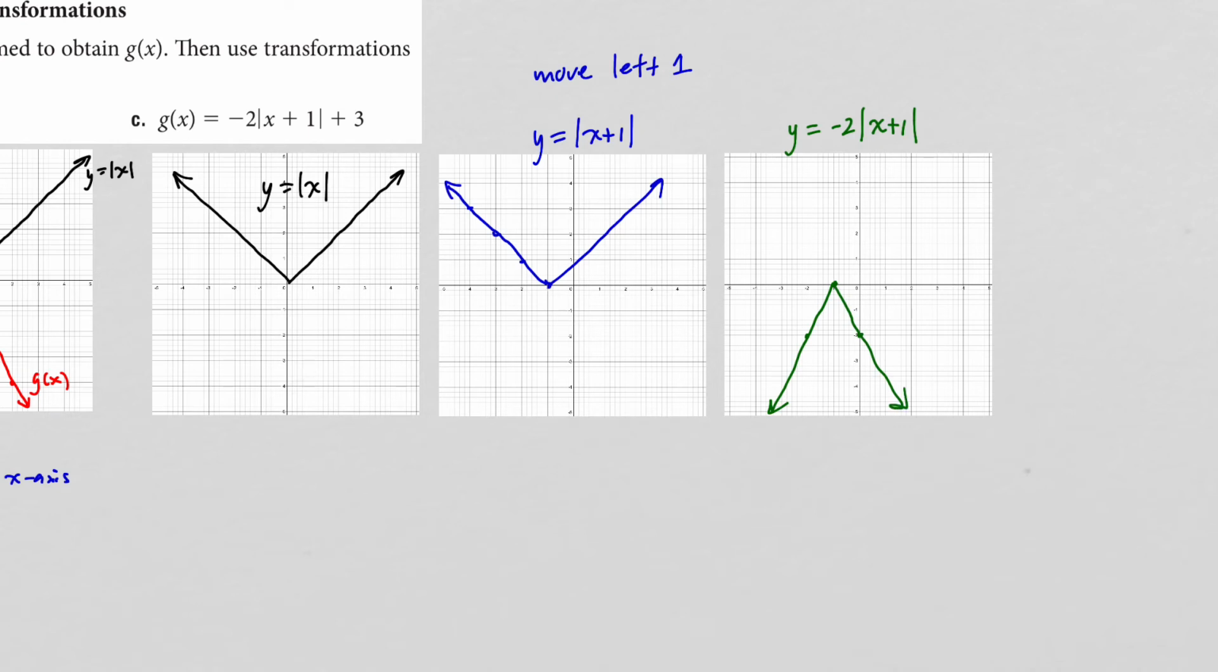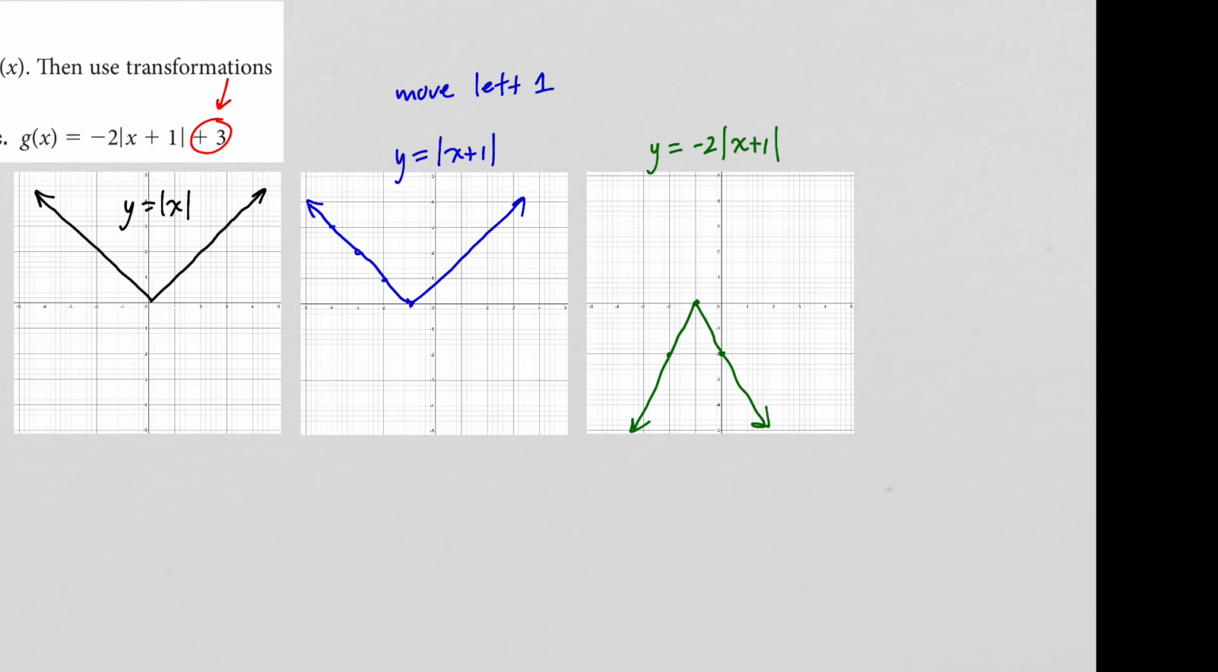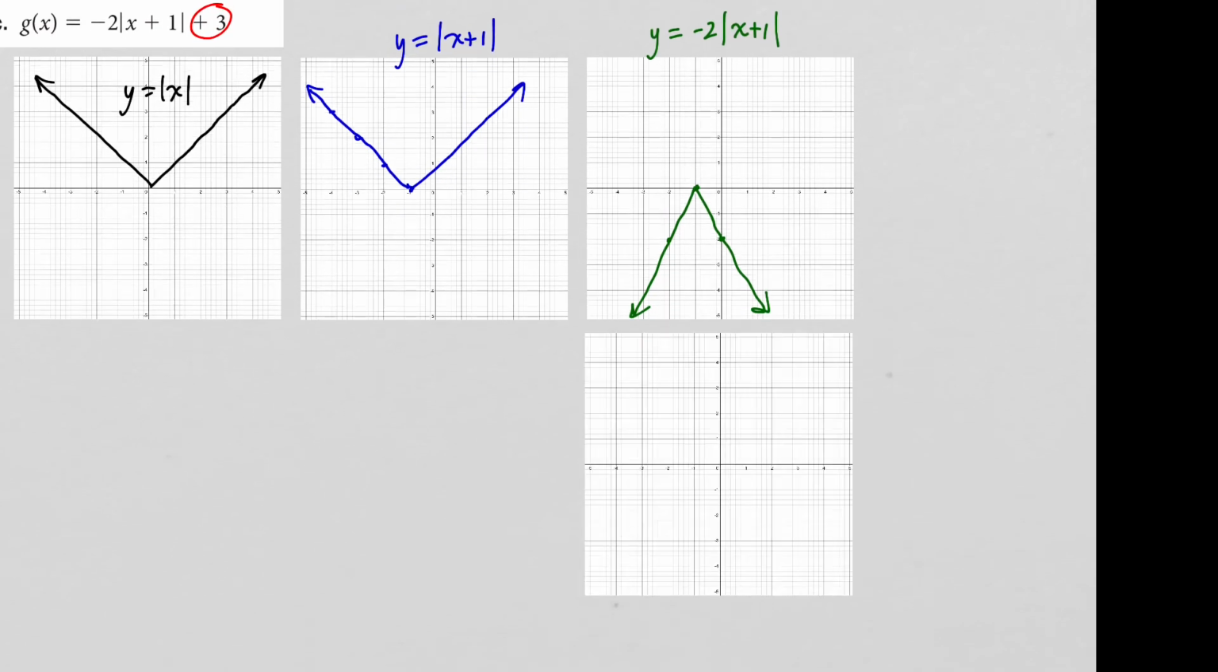And now the final thing that I need to represent here is what happens when I add 3, right? That's the last step. So let's bring in one more graph here. Sorry, I'm running out of room here. And what I'm going to do now is I'm going to take this graph and I'm going to add 3 to it. So my final graph will be y equals -2 times the absolute value of x plus 1, plus 3.